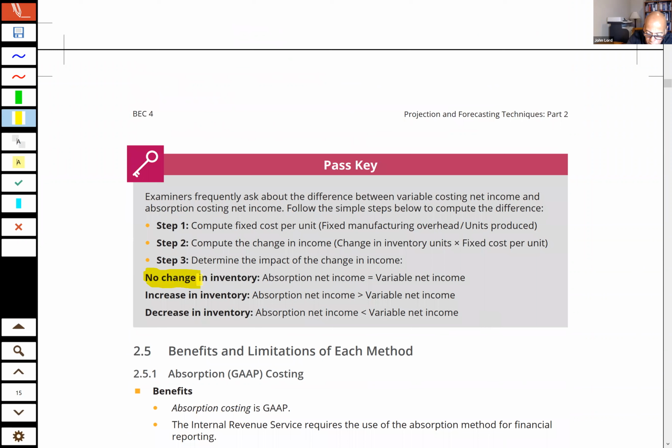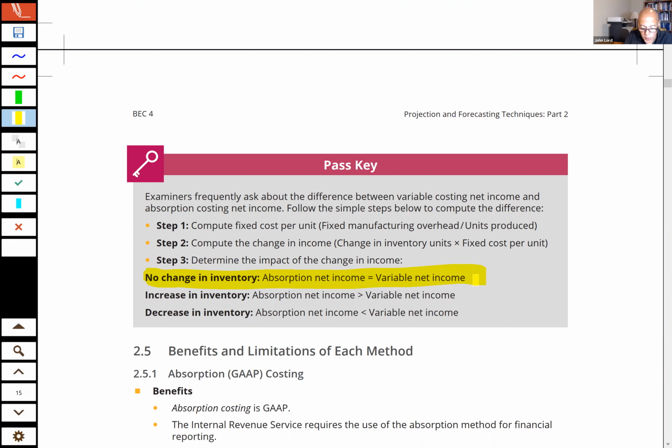no change in inventory? Absorption and variable net income will be exactly the same, because with no change in inventory, you could presume they sold everything they produced. Think about it that way. Then all those costs went to the income statement, and there was nothing left over to hang out on the balance sheet.